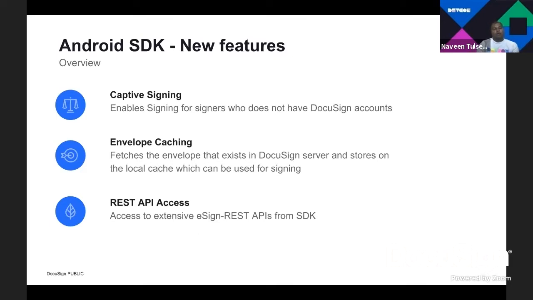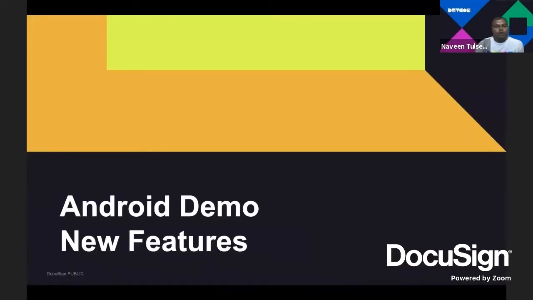And next, we have introduced a way where you can access the eSign REST API from the SDK. For that, we introduced the eSign API delegate in the SDK, where you could get access to all the DocuSign eSignature REST APIs. We'll take a look at the demo for this feature as well. Okay, so now let's switch to the demo.